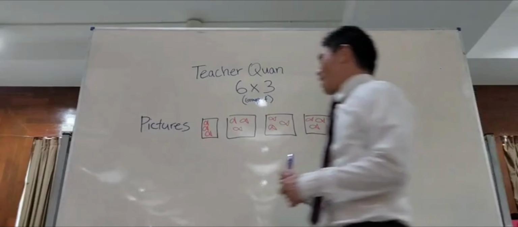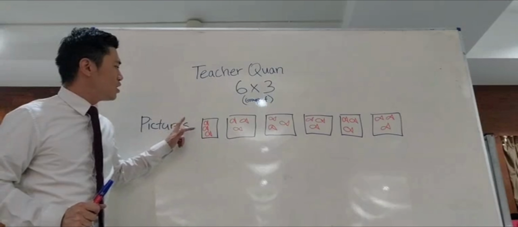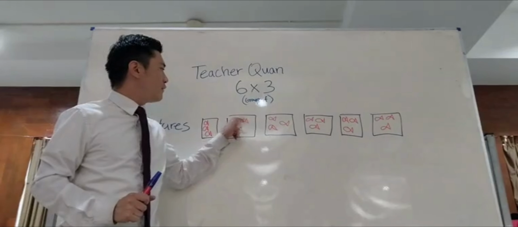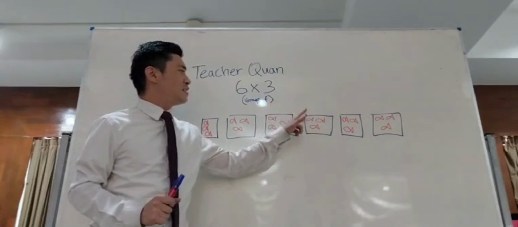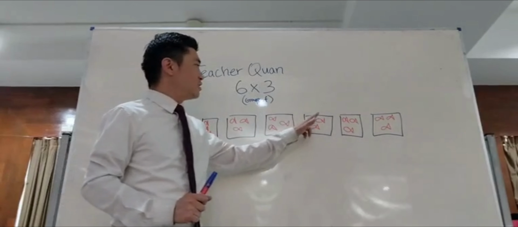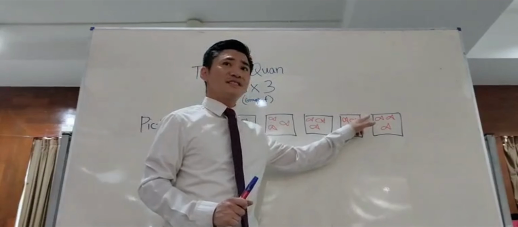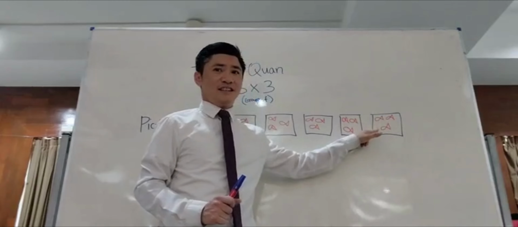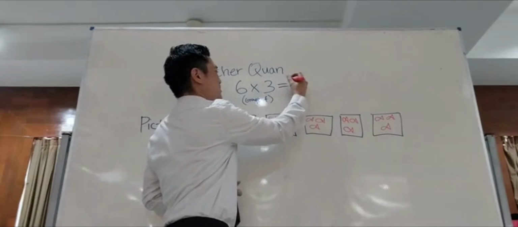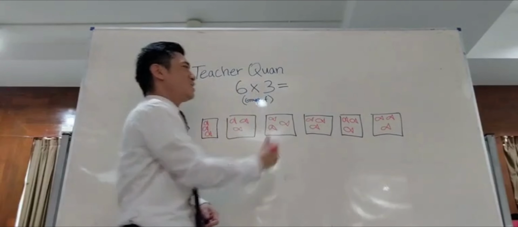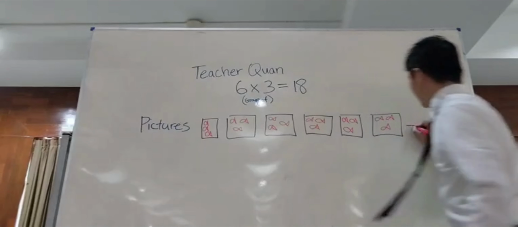So, let's count this individually. We will count 1, 2, 3, 4, 5, 6, 7, 8, 9, 10, 11, 12, 13, 14, 15, 16, 17, 18. All right, so a total of 6 groups of fish. 6 times 3, or 6 groups of 3, equals 18, right, kids? There you go.